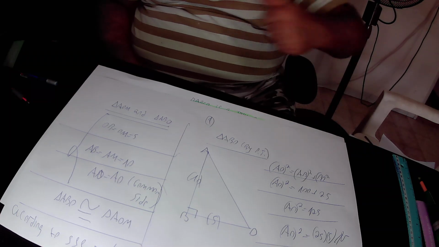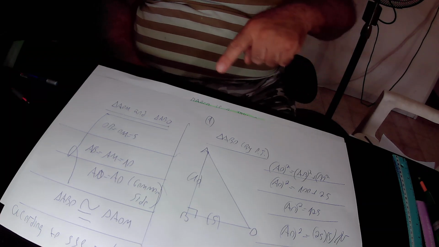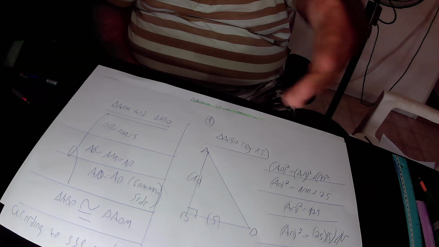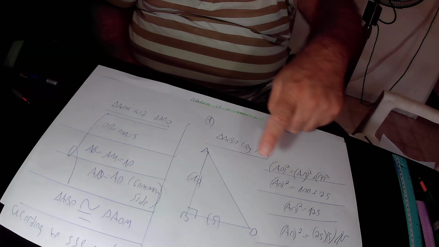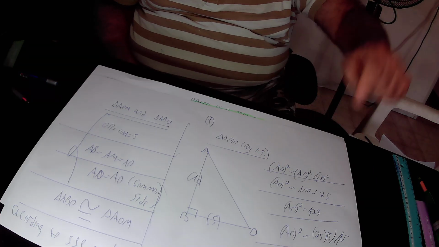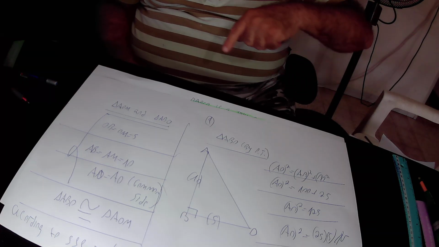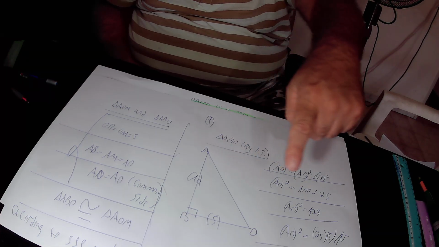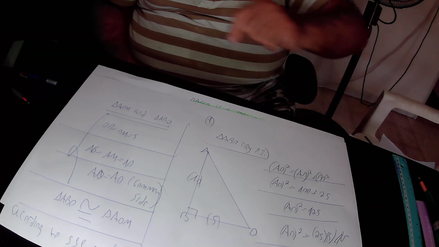AO is the missing side, so we need to find it. AO square equals AB square. AB is 10, therefore AB square is 10 squared, that is 100, plus BO square. BO is 5, therefore BO square is 5 squared, that is 25. So in total, AO square equals 100 plus 25, and 100 plus 25 is 125. So we find that AO square equals 125.